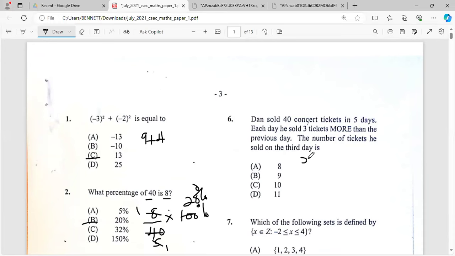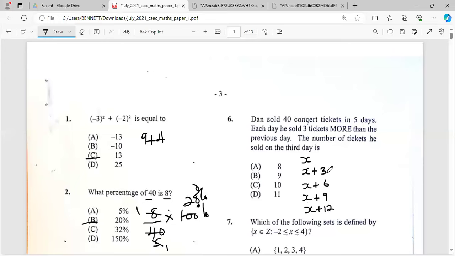All right, so each day he's going to sell 3 more. So we can use X to represent the first day. Second day, we don't know how many he sold, but he sold 3 more, right? So X plus 3. And then this one would be adding another 3 to this, which is X plus 6, because each day he's going to sell 3 more. The fourth day is going to be 3 more, so X plus 9. And the fifth day is going to be X plus 12.